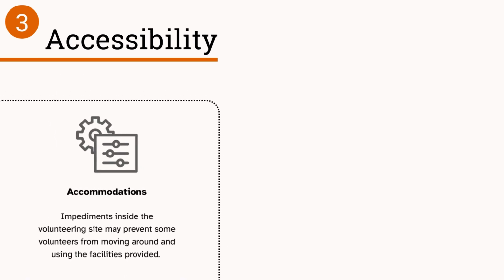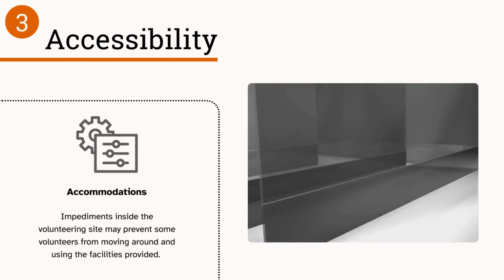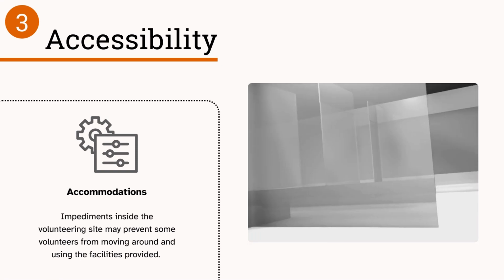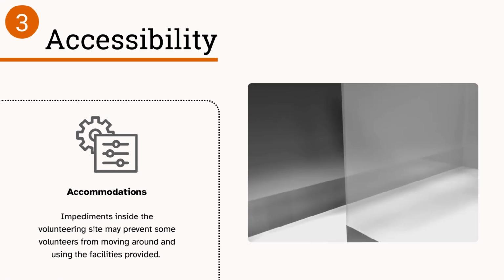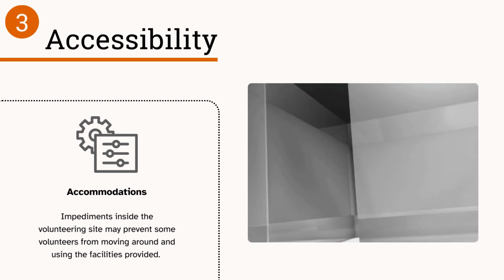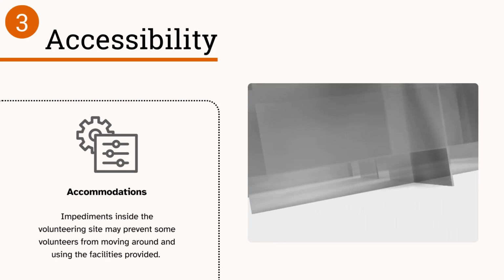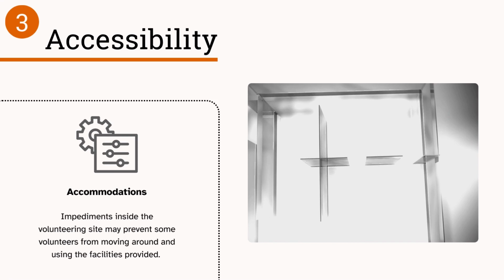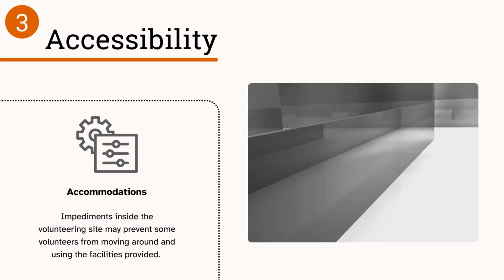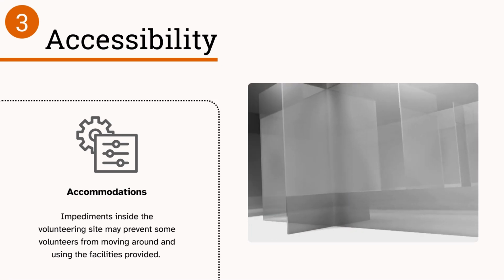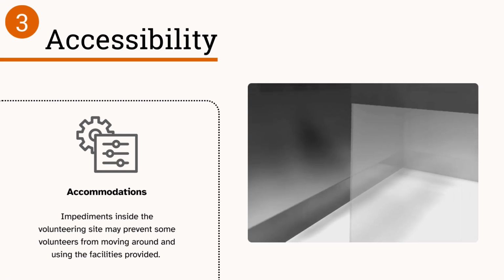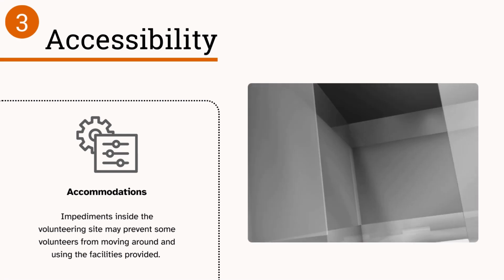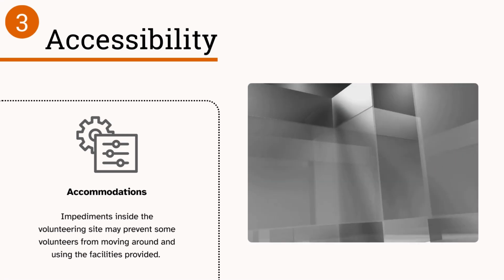One final example of an accessibility barrier relates to accommodations at a volunteering site. Impediments inside the site, such as narrow doorways and uneven floors, may prevent some volunteers from moving around and using the facilities provided. Some buildings may have accommodations which appear usable but could in fact be dangerous, such as a ramp that is too steep or has no guardrails. Improper or inadequate accommodations are the same as no accommodations at all.